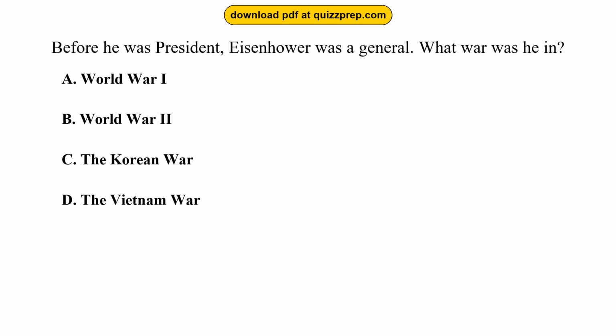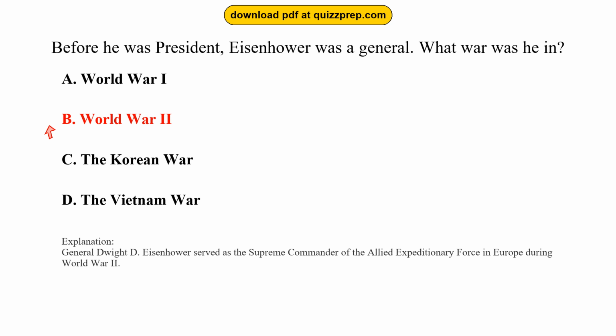Question 82. Before he was president, Eisenhower was a general. What war was he in? Option A, World War I. Option B, World War II. Option C, the Korean War. Option D, the Vietnam War. The correct answer is option B, World War II. General Dwight D. Eisenhower served as the supreme commander of the Allied Expeditionary Force in Europe during World War II.